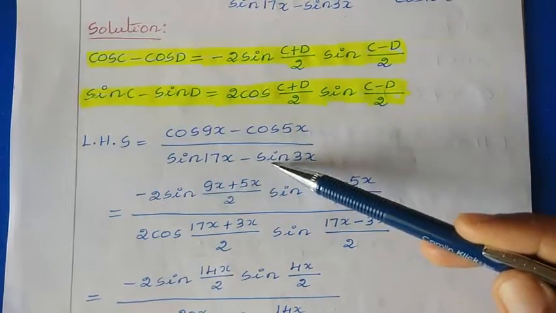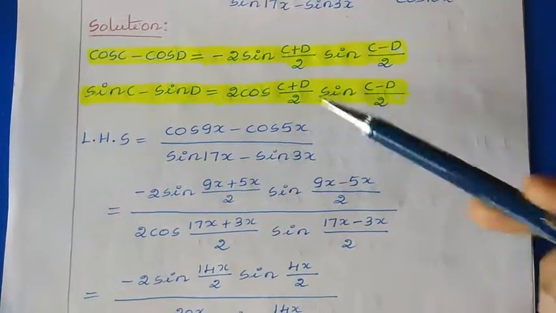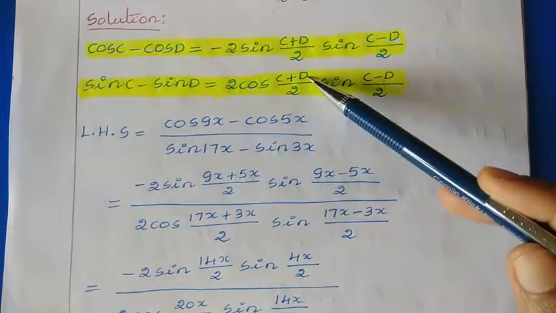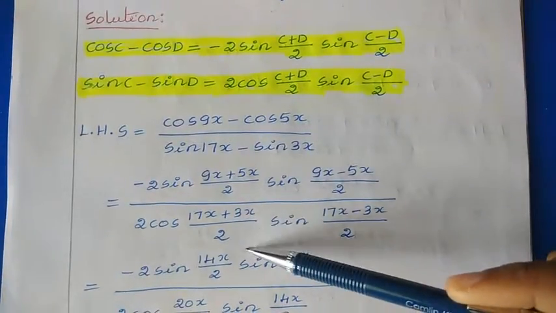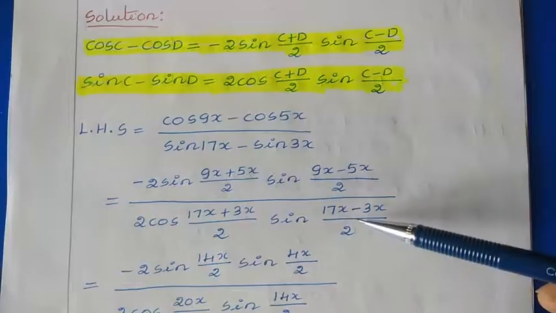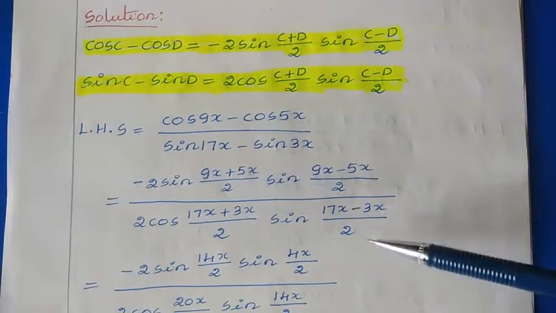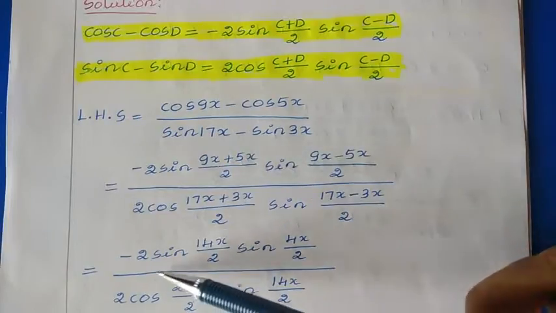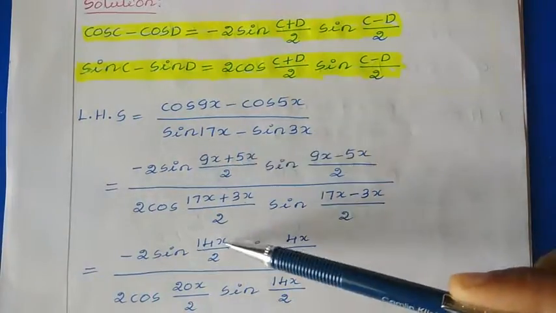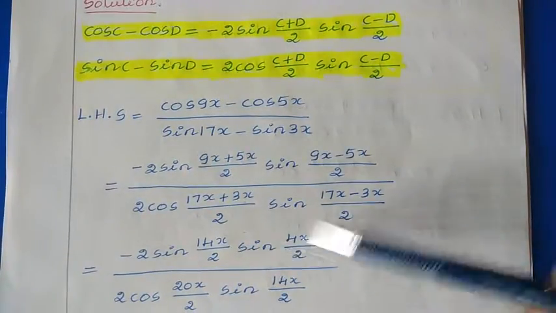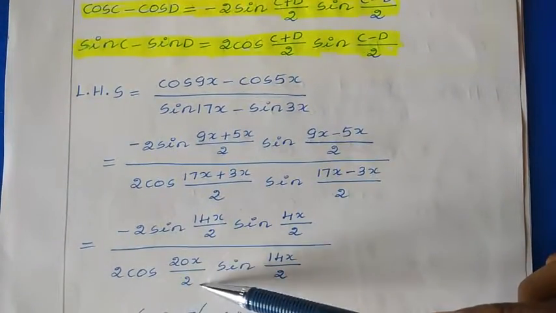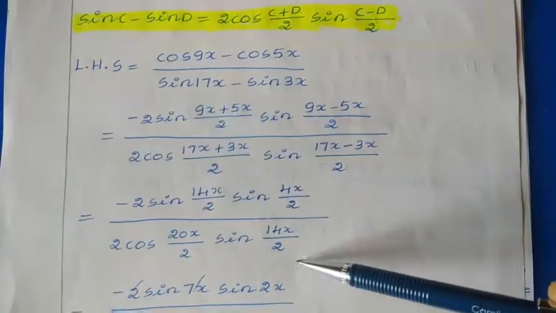Next, again for this I am applying this formula. So I get the answer 2 cos (17x plus 3x) divided by 2 into sin (17x minus 3x) divided by 2. So now just add these values: minus 2 sin 14x divided by 2 into sin 4x divided by 2, and 2 cos 20x divided by 2 into sin 14x divided by 2.